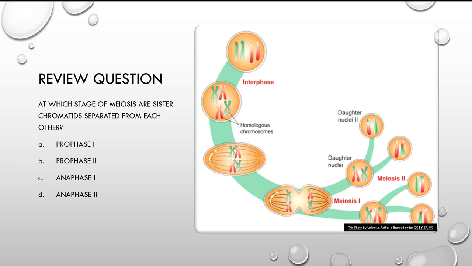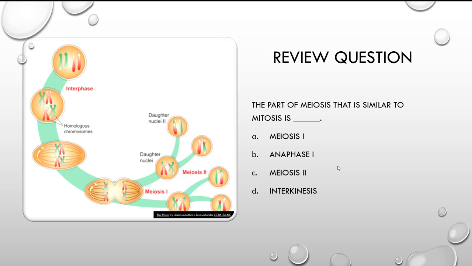If you said in anaphase part 2, I would agree with you. So remember, in anaphase part 1, only the homologous chromosomes are separating from each other. So anaphase part 2 is when the sister chromatids actually separate from one another. Okay. The part of meiosis that is similar to mitosis is it A, meiosis part 1, B, anaphase part 1, C, meiosis part 2, or D, interkinesis? So what part of meiosis is similar to mitosis?